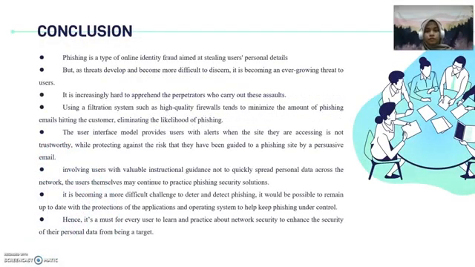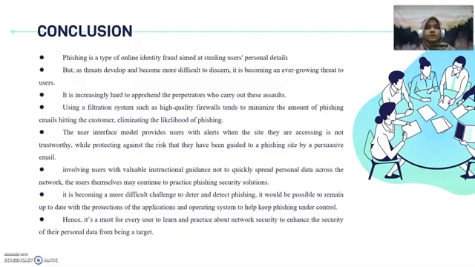So for the conclusion, we can conclude that phishing is a type of online identity fraud aimed at stealing users' personal details such as passwords for online banking and credit card information. But as threats develop and become more difficult to discern, it is becoming an ever-growing threat to users. It is increasingly hard to apprehend the perpetrators who carry out these assaults. We have proposed a three-pronged strategy in order to overcome these hurdles.